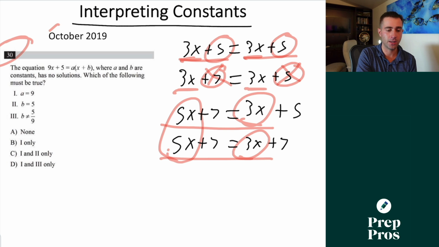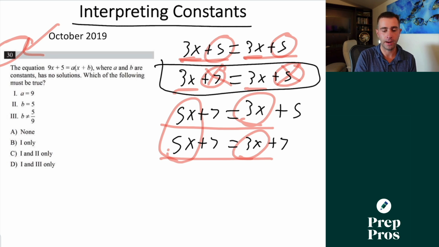So let's take a look here at this question, and this is the hardest question from the October 2019 test. The equation 9x plus 5 equals a times (x plus b), where a and b are constants, has no solution. So now what we want to look for is, this is what we're thinking about: our slopes must be the same and our intercepts must be different. Which of the following must be true?